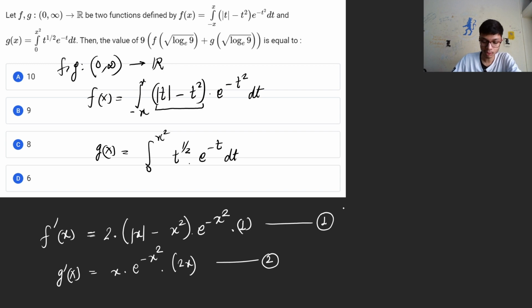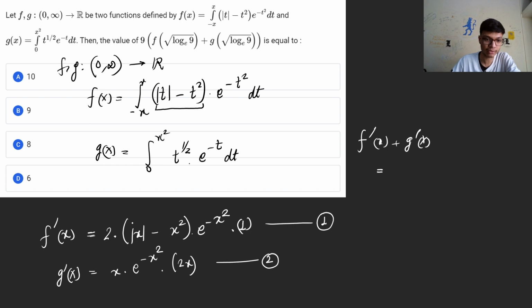Now if I look at this particular problem, it is asking me to calculate the value of 9 times f of log of this particular root quantity plus g of this particular quantity. Before doing so, let us understand a very important and interesting result. If I club these two terms, that is f dash of x plus g dash of x, and sum them up, the 2 times x square e to the power minus x square will actually cancel out. The result we are left with is going to look like this.